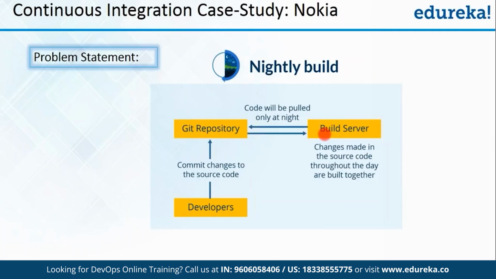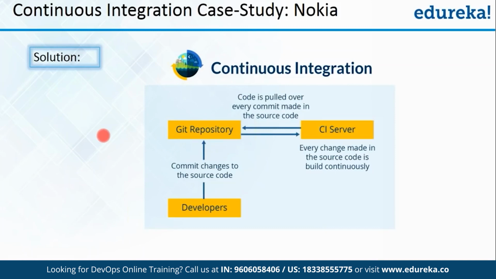Now, without wasting any time, I'll move forward and show you how Nokia solved this problem. Nokia adopted continuous integration as a solution, in which developers commit changes to the source code in a shared repository. Then a continuous integration server polls the repository for changes, and if it finds that any change was made in the source code, it will pull the code and compile it.